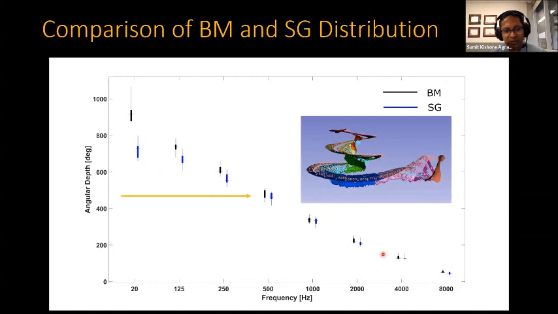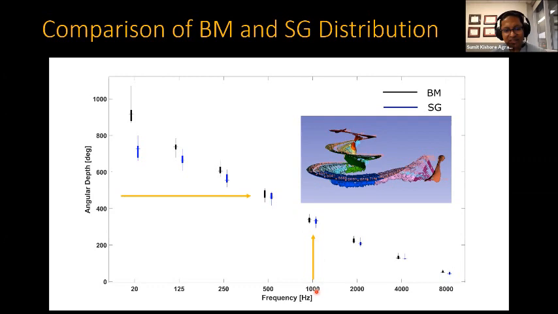So the first thing to point out is along the middle frequencies, the basal membrane and the spiral ganglion map almost exactly the same. And that's because these dendrites are radial. So at 500 hertz, the angular depth for the spiral ganglion and the basal membrane are very similar. However, we can see that they really start to deviate as we get out to the apex, and then we really can't use the same map anymore.